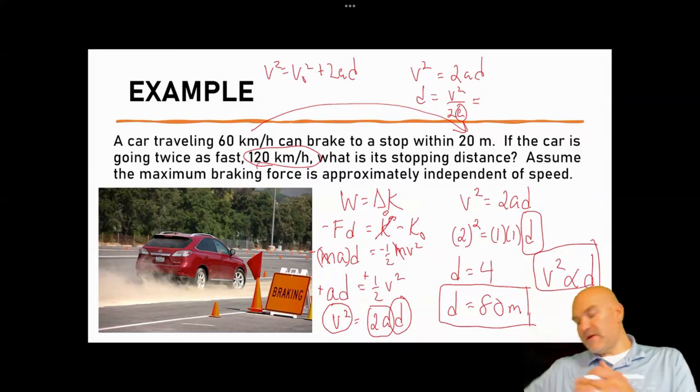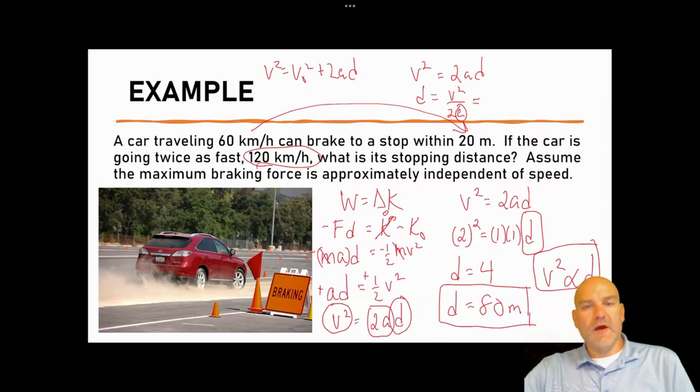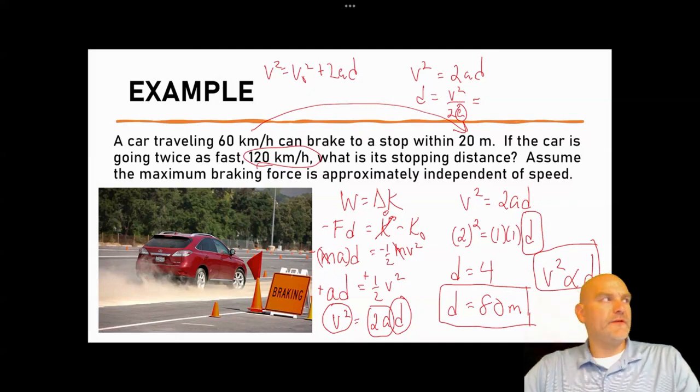Okay, in the next video, we're going to start making our shift from kinetic to potential energy, which is where we're going to end up doing a fair amount of calculus.